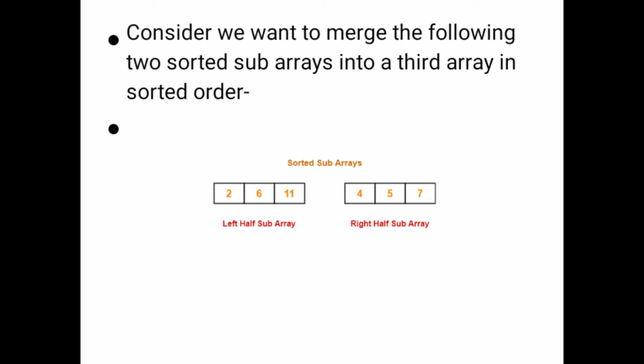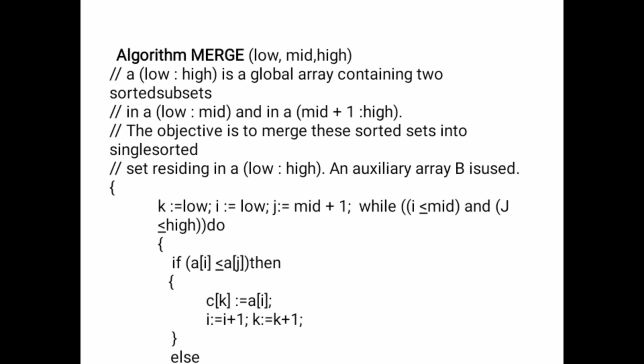For this you are making use of one pointer called i, and for the other subarray you are making use of pointer j, and you are comparing the first element of the left subarray and the first element of the right subarray. Whichever element is lower, that element is inserted into the third array, and the third array is called by the name C.